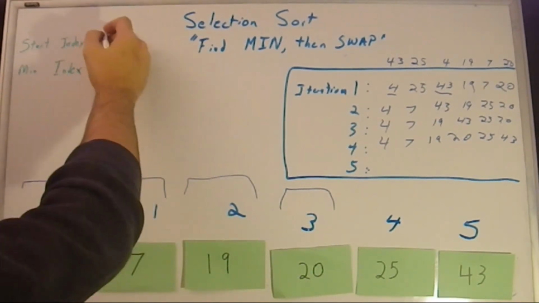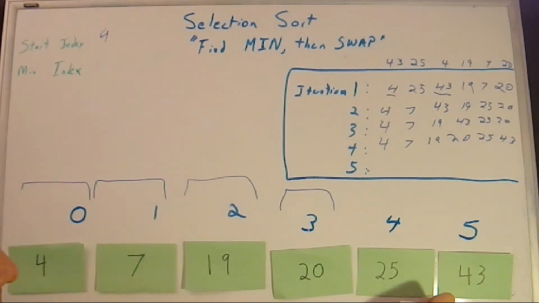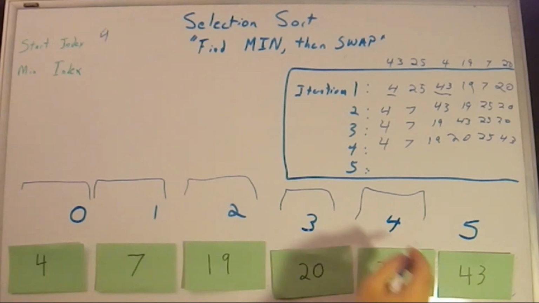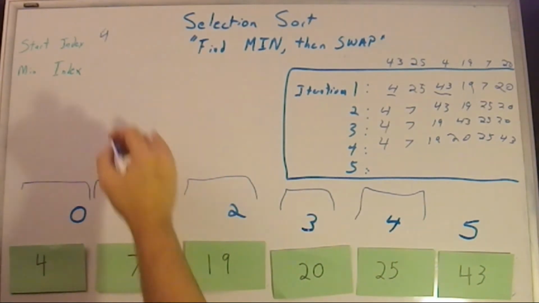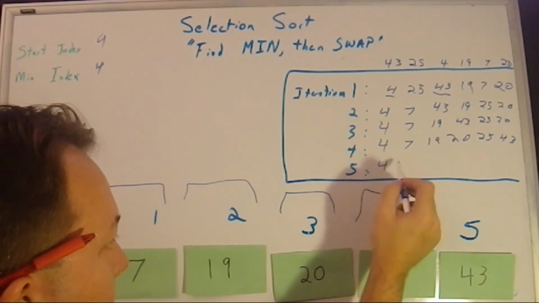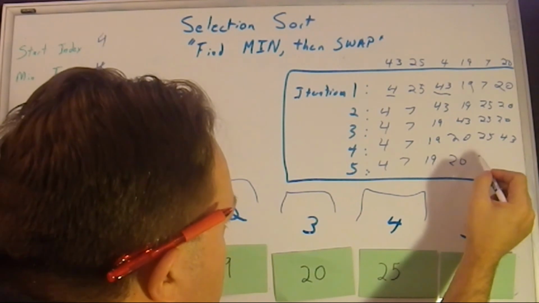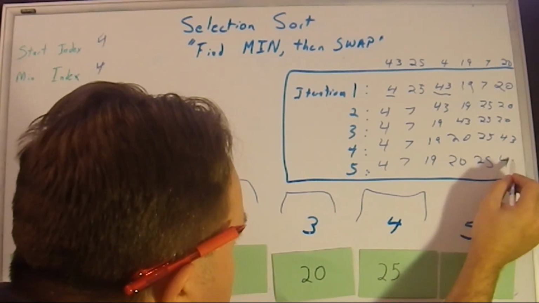Start with 4. Our last iteration, 25 is smaller than 43. We don't do anything here. 4, 7, 19, 20, 25, and 43.